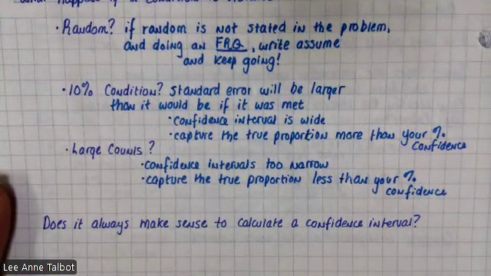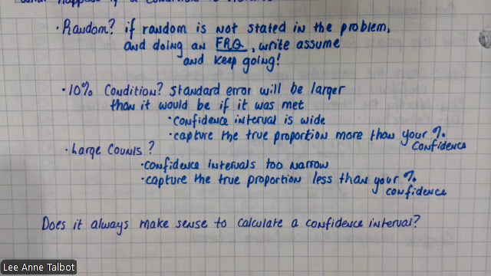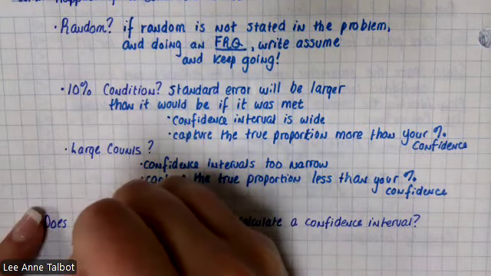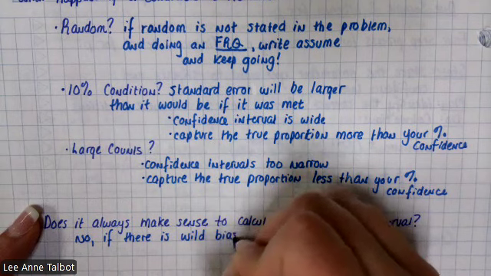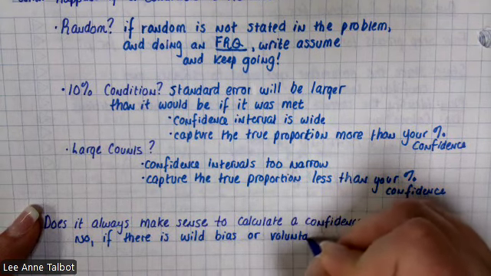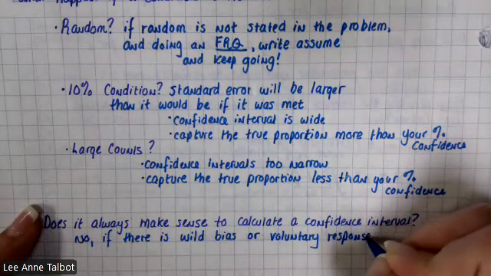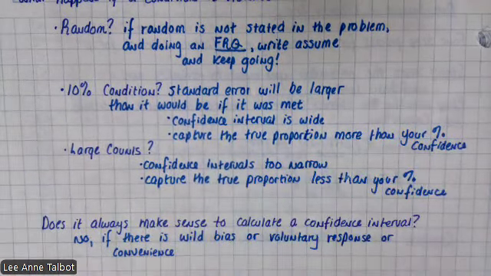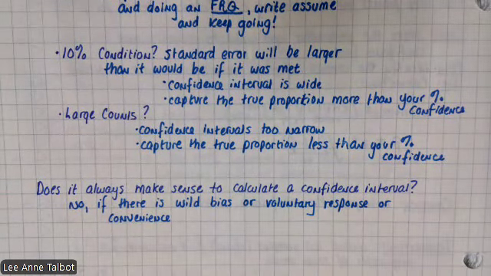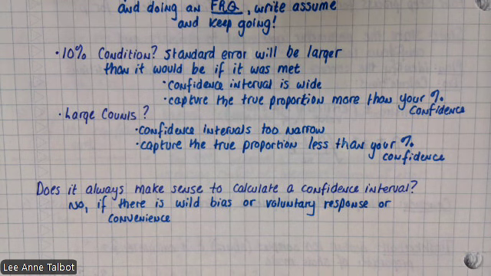Okay, last thing. Does it always make sense to calculate a confidence interval? The answer is no. If the study is created poorly, meaning that there's wild bias in the question that's being asked, or a voluntary response sample, or a convenience sample, if there's some kind of really huge flaw in the design, the confidence interval isn't going to mean anything.